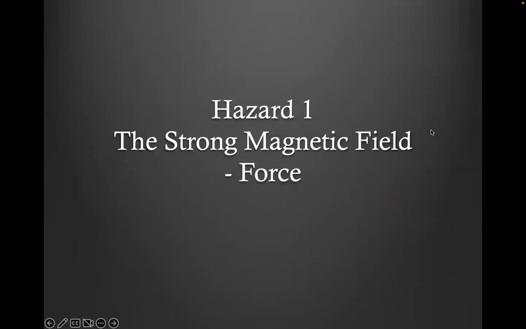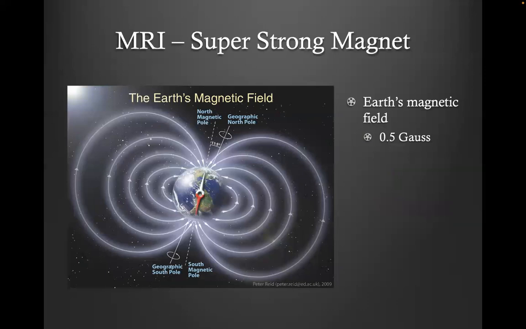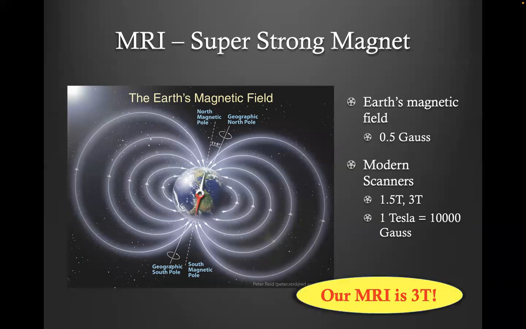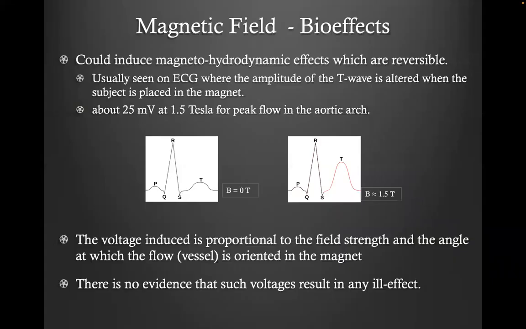Okay, quickly, let's go to the hazards and why we even talk about this. So the strong magnetic field, the problem is force, right? And the Earth's magnetic field is 0.5 Gauss. Your modern scanners, especially the ones that we are used to here, are 1.5 Tesla and 3 Tesla, or for the animal scanner, it's 9.4 Tesla. So they are extremely strong. 1 Tesla equals 10,000 Gauss. So just think of it. Our MRI is 3T, but the animal MRI is even stronger.